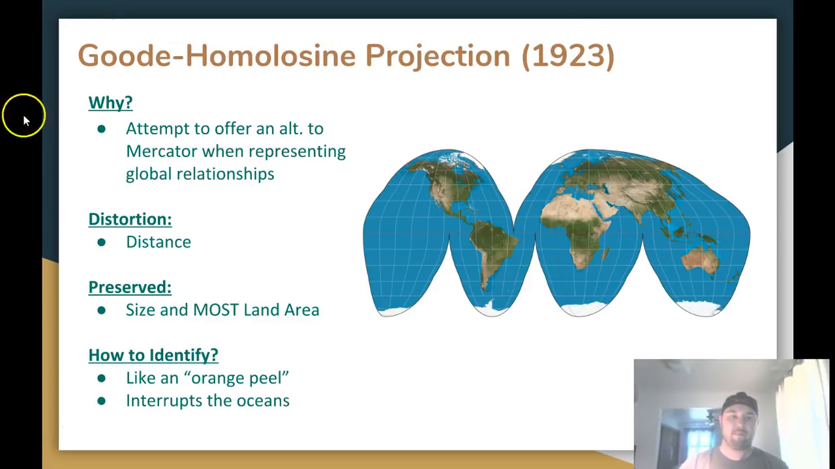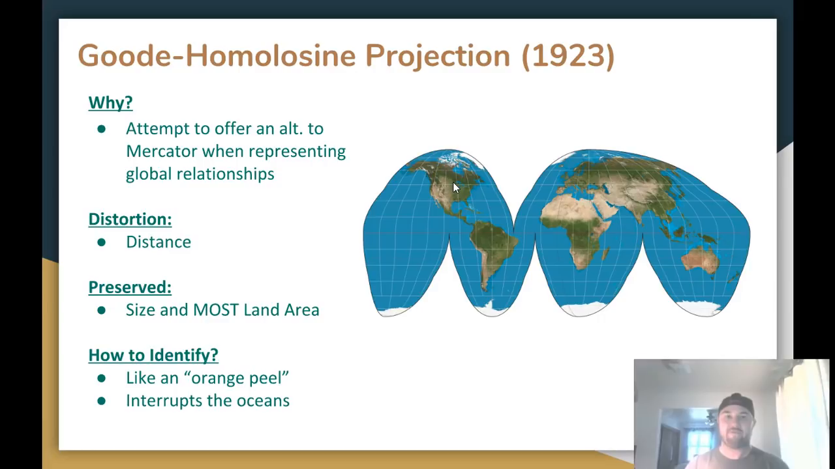Now the Goode, and remember there are two O's in Goode. I consider this an O, and this is an O as well. The negative behind this is that it does split up the world. Look at Greenland here. One half is here and one half is there. Some people like this because it preserves everything else. Distance is distorted because it's not really this far from point A to point B over here, but size and land area are pretty much preserved in this one. So this is the true size of Africa compared to the United States.